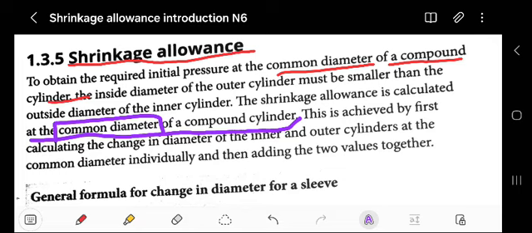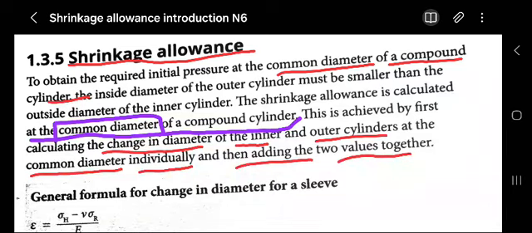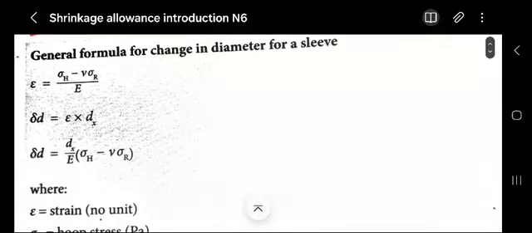This is achieved by calculating the change in diameter of the inner and the outer cylinder at the common diameter individually, then adding the two values together. Okay, what do they mean? Let's see here.